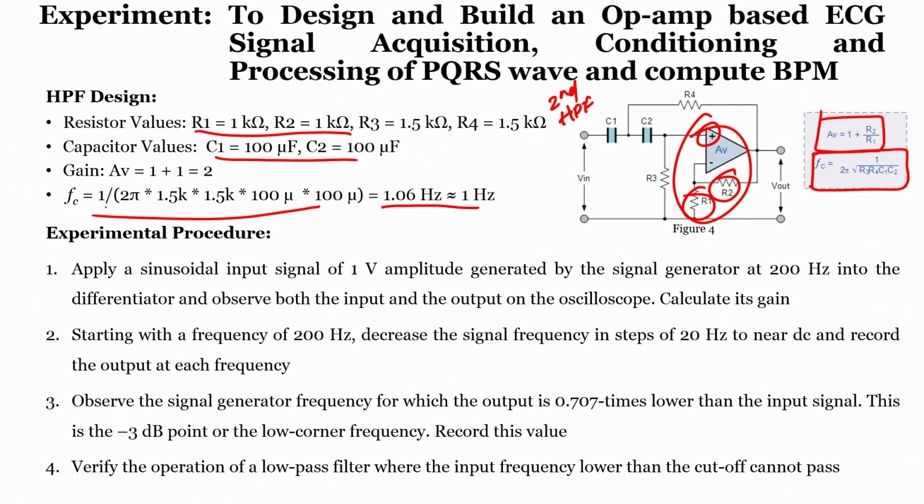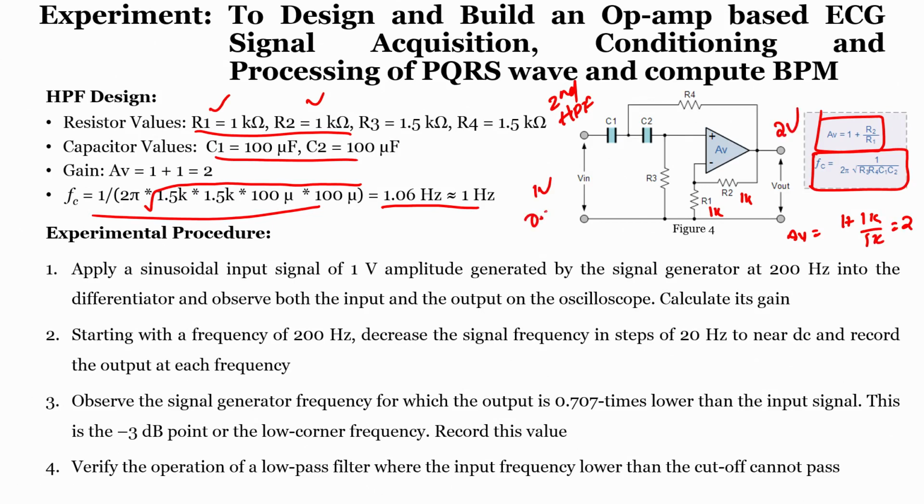But how do we calculate? The cutoff frequency is 1 by, sorry, there is a mistake in the formula, it is nothing but 1 by 2 pi into root of R3, R4 and C1, C2. In this case we have chosen R1 and R2 as 1 kilo ohm and 1 kilo ohm. So, the gain is nothing but 1 plus 1 k by 1 k, which is 2. So, if I apply 1 volt I will get an output of 2 volts, if I apply 0.5 I will get an output of 1 volt, right.